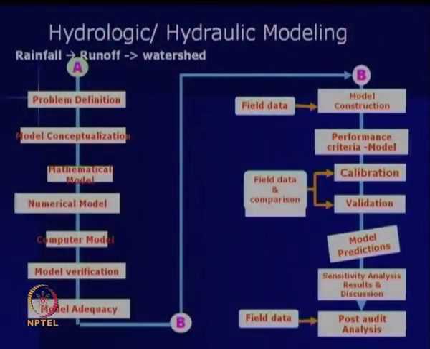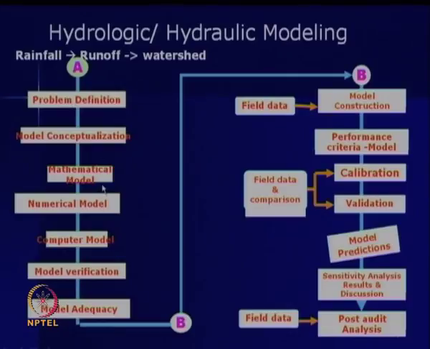So, the conceptualization includes identifying the watershed area, then whether we are going for one dimensional, two dimensional or three dimensional modeling, and then we have to identify the boundary conditions and other various parameters which are governing the system, and also what kind of assumptions we have to utilize depending upon the problem. Now, once we conceptualize the model, the next step is mathematical modeling.